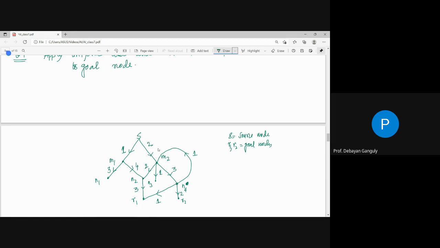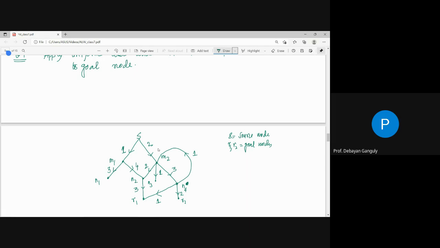That is 1. So S2M1 is 1, M1 to N1 is 3, M1 to N2 is 4, M2 to N2 is 2, S2 M2 is 2, N2 to M2, M2 to N4, M2 to N3, N1 to R1.